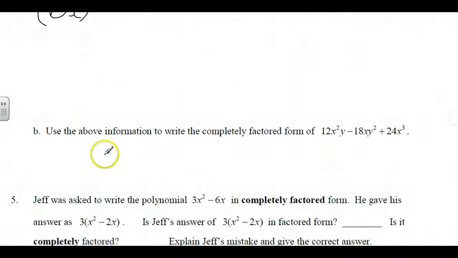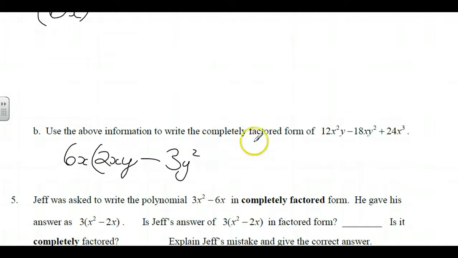So let's write the fully factored form. Start with 6x. Now, how do I get 12? 2. How do I get x squared? X. How do I get the y? Y. Minus, this sign is going to continue. 18 divided by 6 is 3. The x is already there, so I don't need to multiply it by another x, but I do need a y squared. Plus, and these signs are going to be identical to the signs that are here, unless you had a negative out front, which would change the signs.